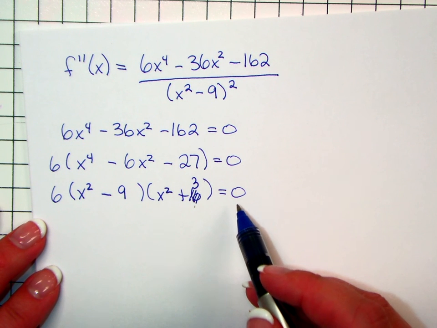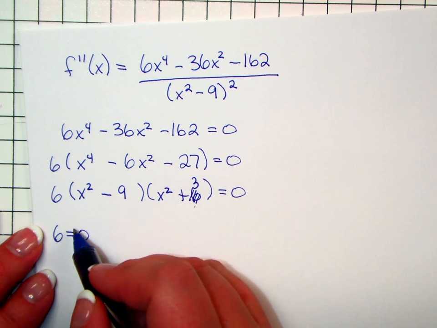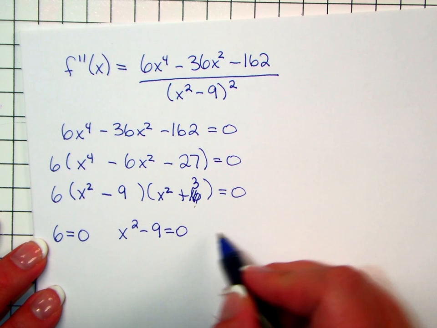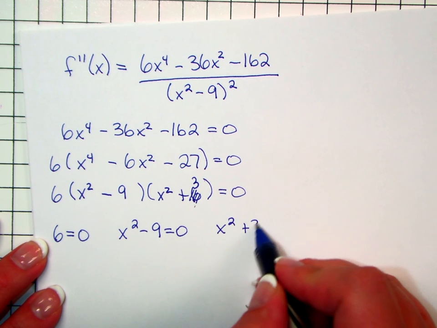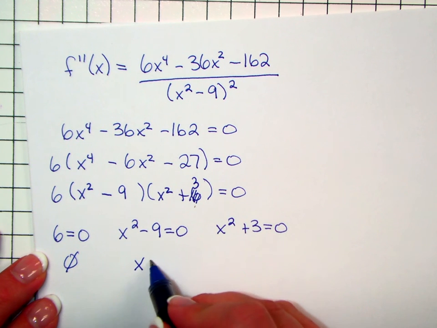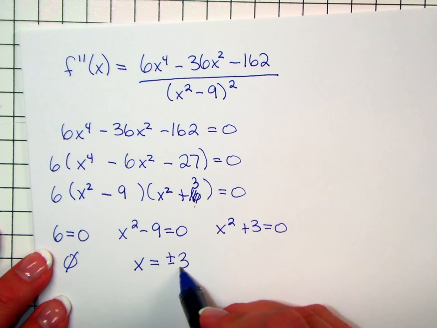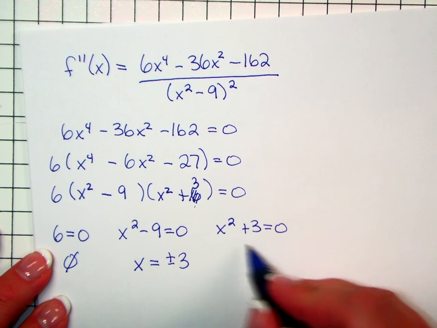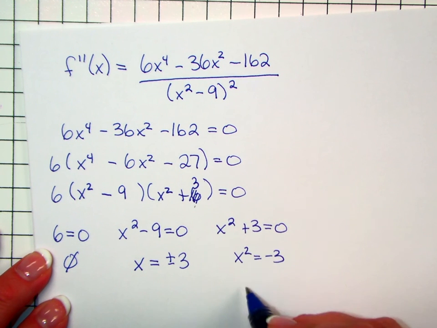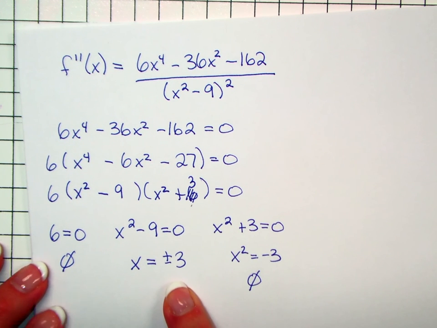So in order to solve this, I'm just going to set each factor equal to 0, including the 6. All right, and then I'm going to get x squared minus 9 equals 0, and then I'm going to get x squared plus 3 equals 0. So this one has no solution. If I add 9, take the square root, I'm going to get plus or minus 3. And then here, if I subtract 3, I get x squared equals negative 3. This has no real solution. It's imaginary, right? So I get two critical numbers.